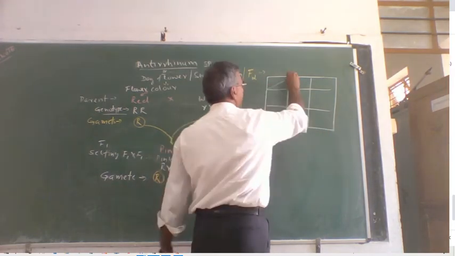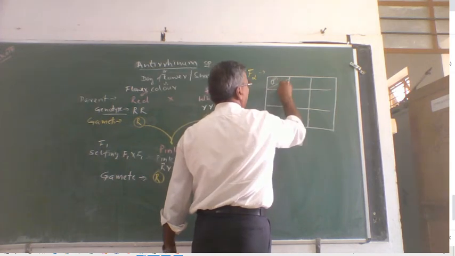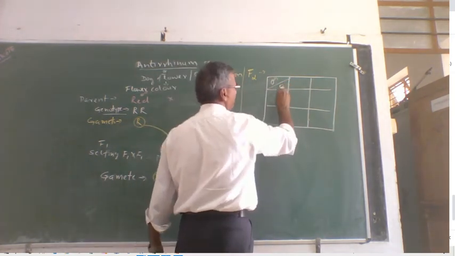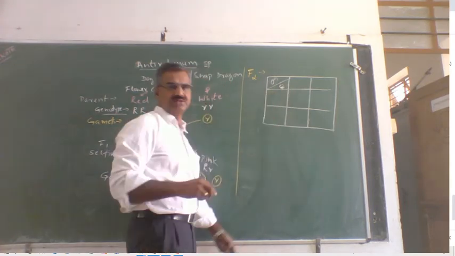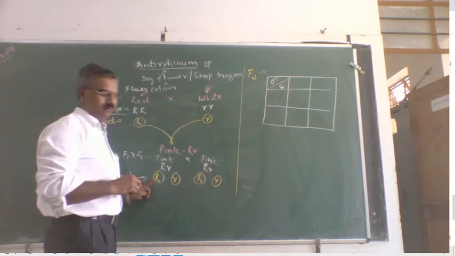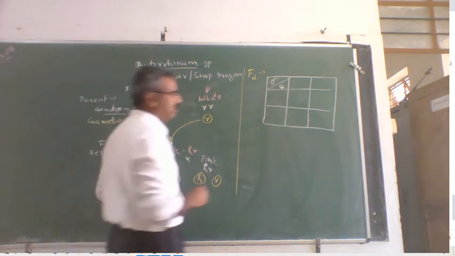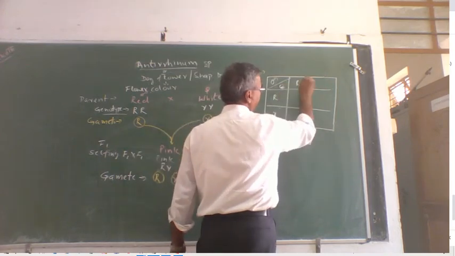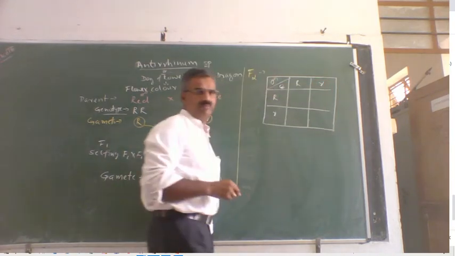Okay. So male and also female. What are the type of gametes present here? In the case of male, we have capital R, small r. What about female? Again it is capital R, small r.